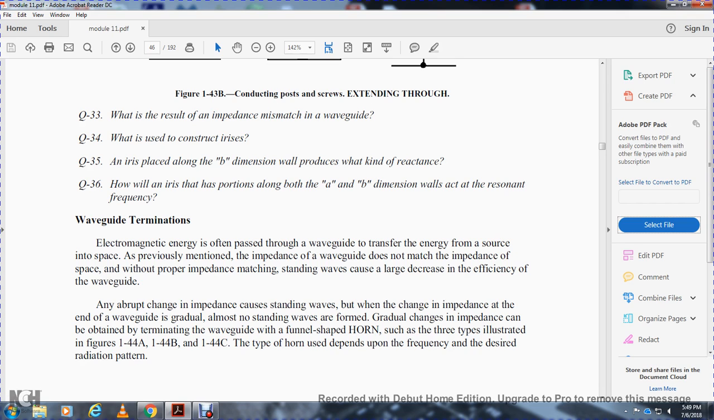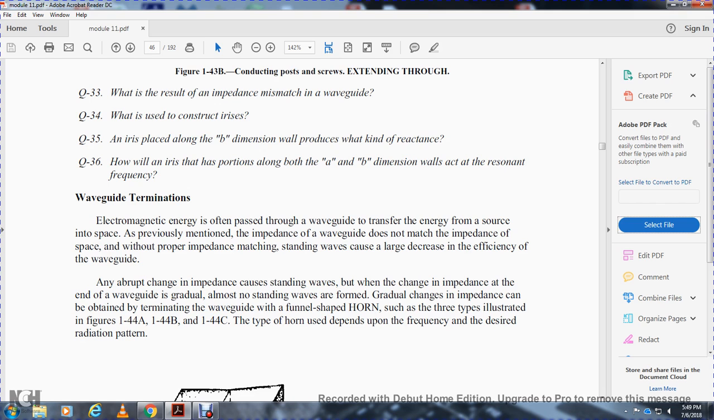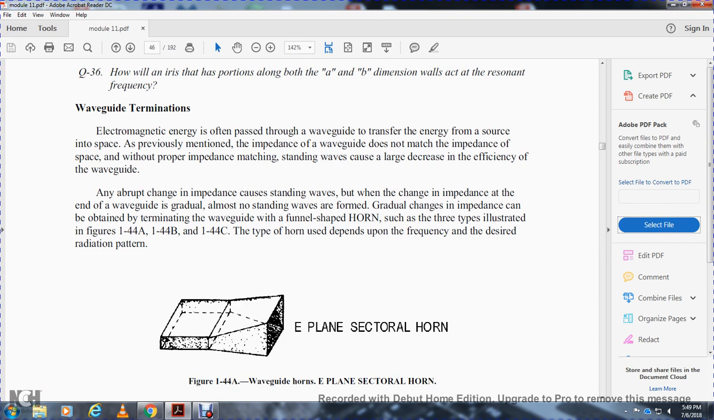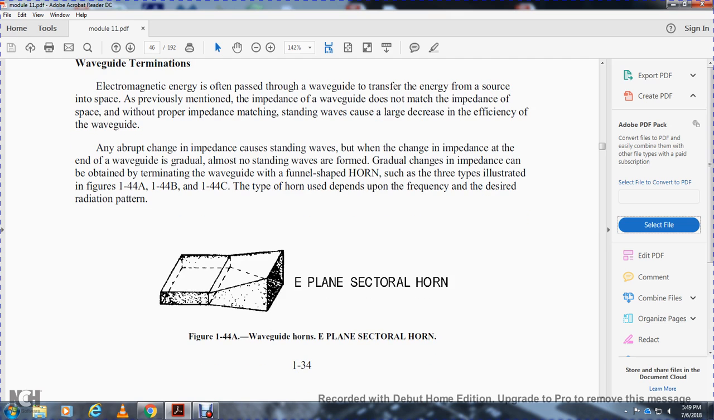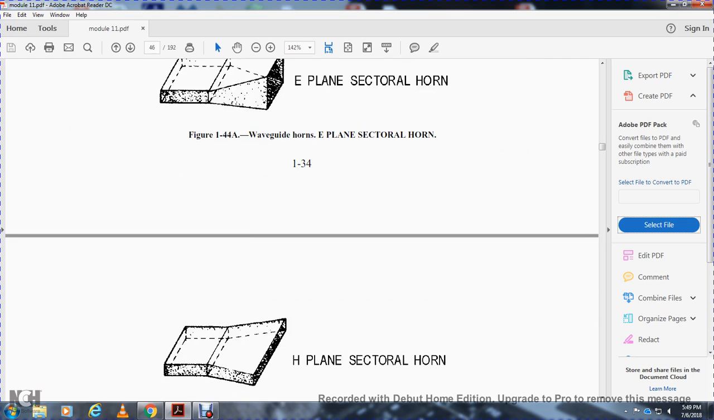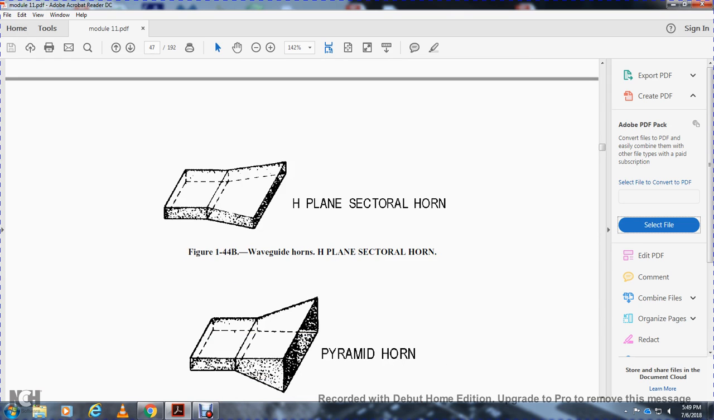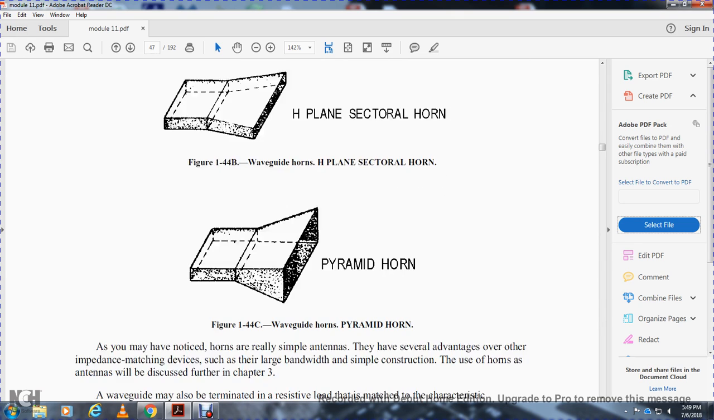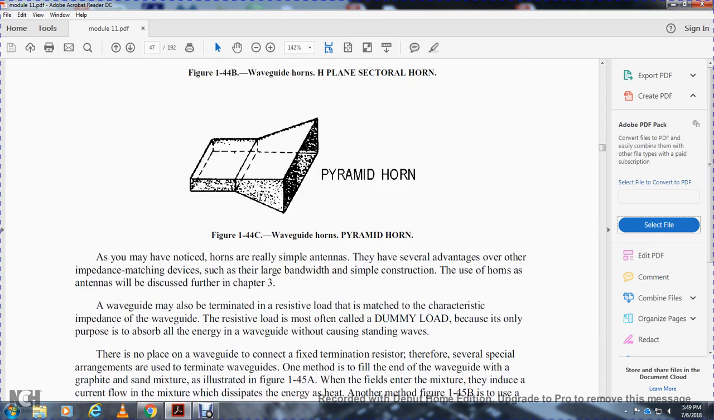This can be obtained by terminating the waveguide with a final horn shape, of which there are three types, illustrated in figures 144A, 144B, and 144C. The type of horn depends on the frequency and desired radiation pattern. The E-plane sectorial horn, the H-plane, or magnetic plane, sectorial horn, and the pyramid horn are the waveguide horns.